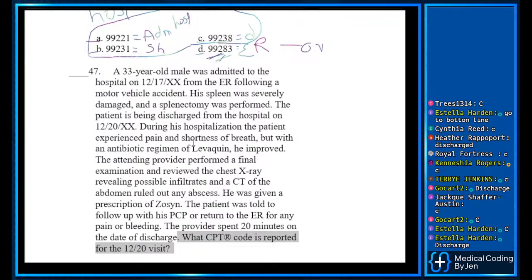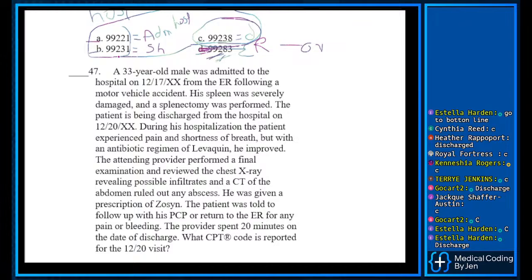So what happened on the 20th? They were discharged from the hospital on the 20th. There's only one answer that is a discharge from a hospital. And it's not D. The D has nothing to do with hospitalization at all. C is our only discharge.